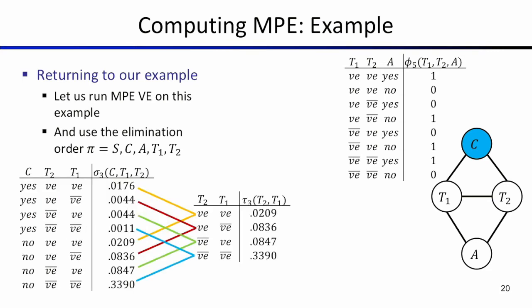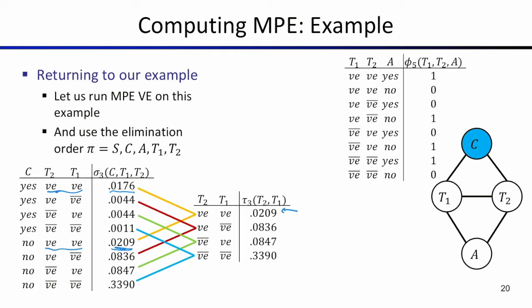So here we are, we need to eliminate this variable C here. So we take the matching assignments. So we're going to have the same values for these two rows here. And we look at what is the maximum value. And we have here 0.0176 and 0.0209. The maximum is this one here, which is going to be transferred to this table. And we keep on doing this for all the rows.